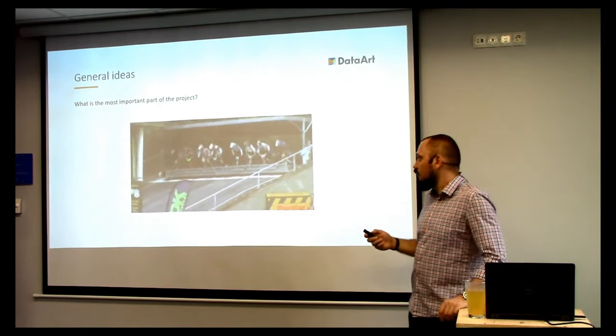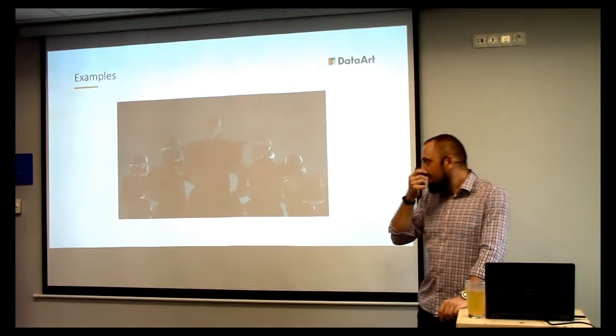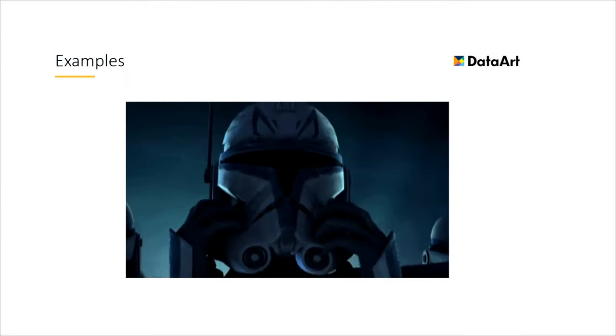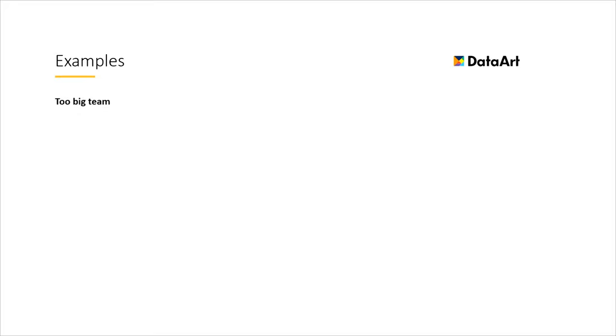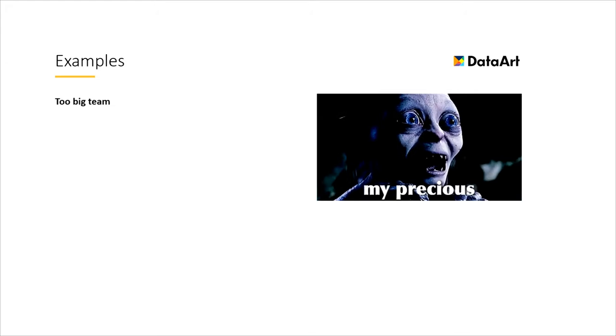Okay, one more thing. Let's get ready for the examples. I will start them now, okay? The first one will be called the too big team. What do I mean by that? You probably watched this movie, the guy is always about the ring.